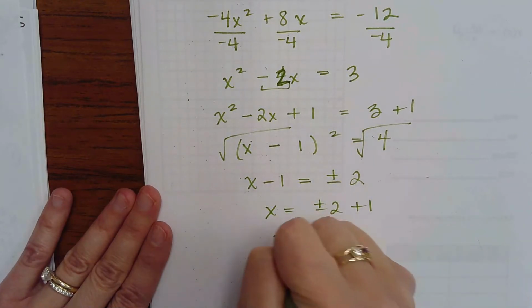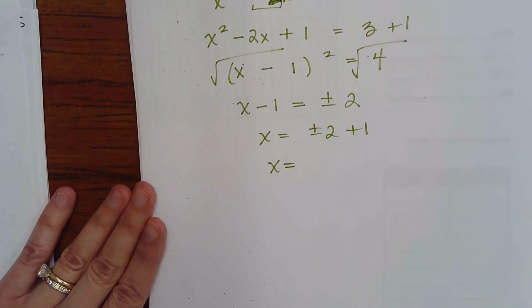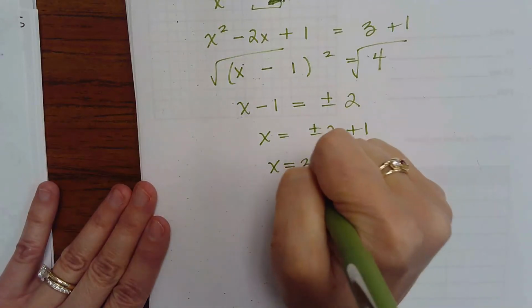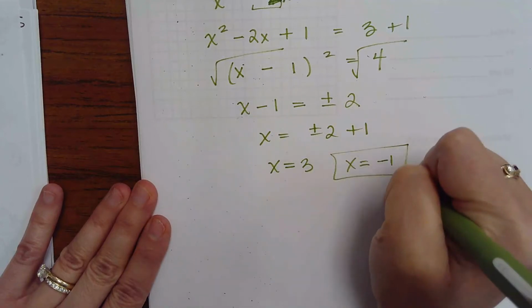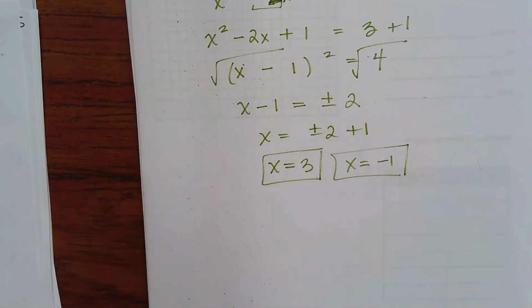So plus or minus 2 plus 1. I get 2 answers here again. So positive 2 plus 1 is 3, and negative 2 plus 1 is negative 1. So my two solutions are 3 and negative 1.